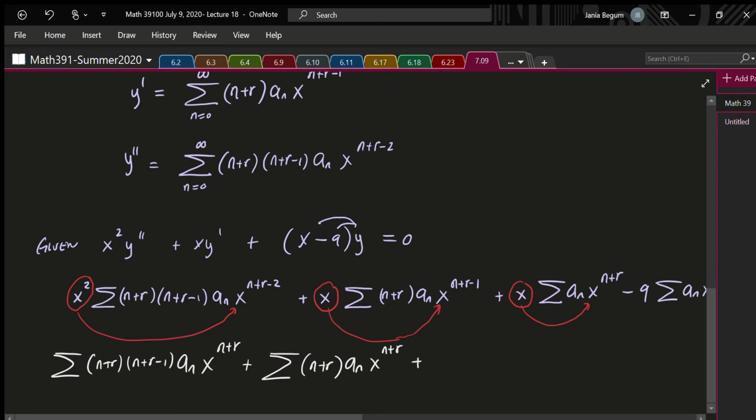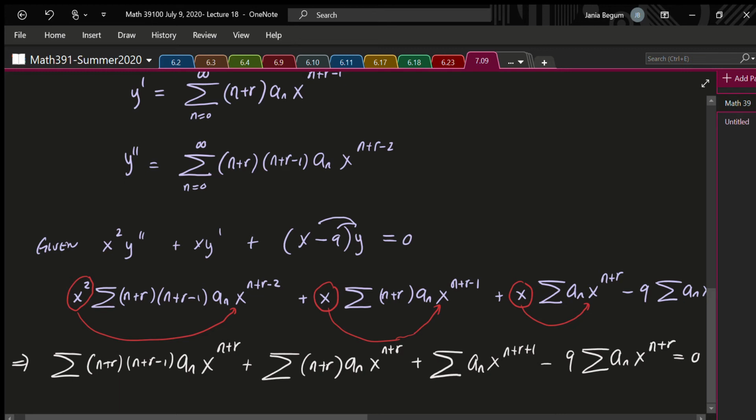And then the next one, as we push the x inside, it's going to add 1 to the exponent. So we have a_n x to the n plus r plus 1, minus 9 times the sum a_n x to the n plus r, equals 0. So that's the next step we have.